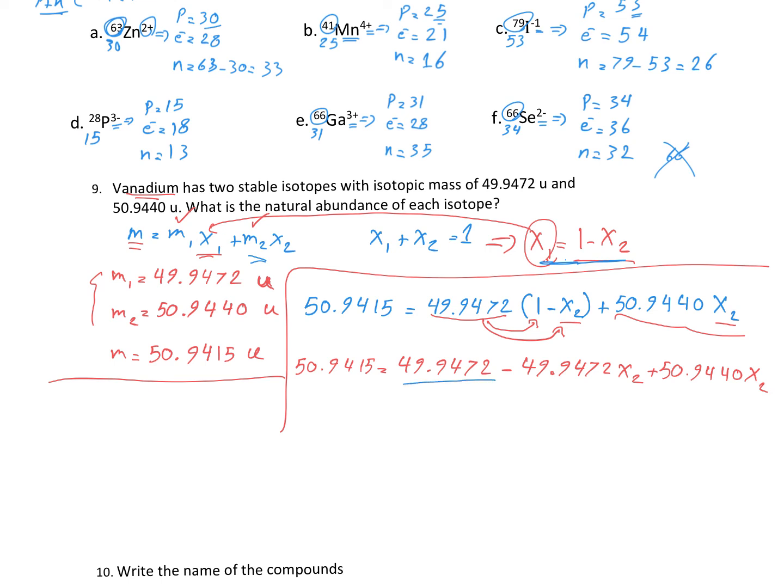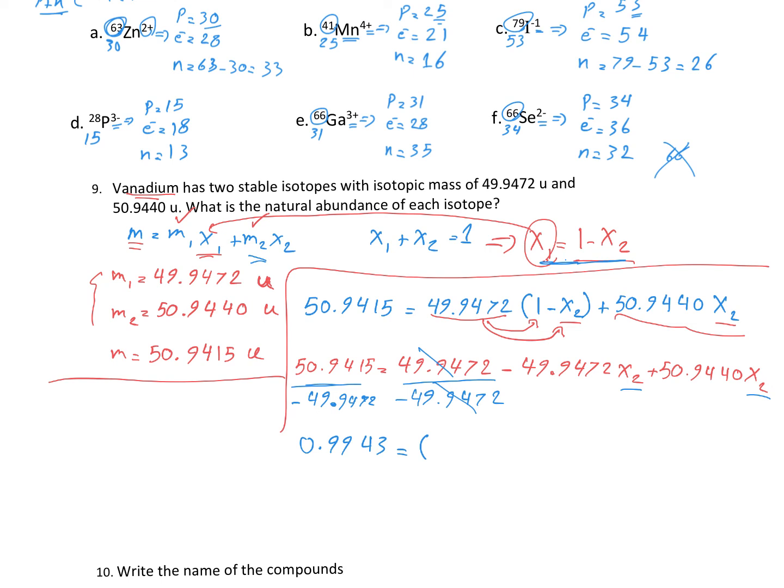So I have a number here and a number here, so I can subtract 49.9472, and the same here, minus 49.9472. I can do it on both sides of the equal, right? So this goes with this one, and then for these two, I have 0.9943 equal. Also on here, I have x2 and x2, right?